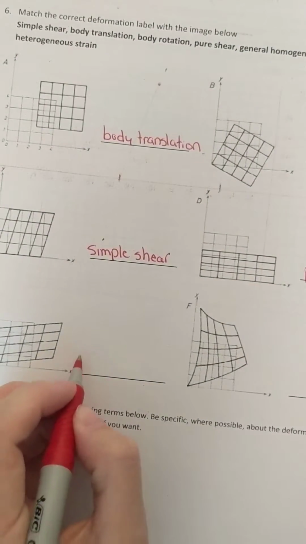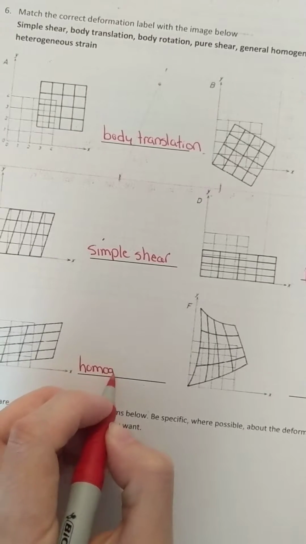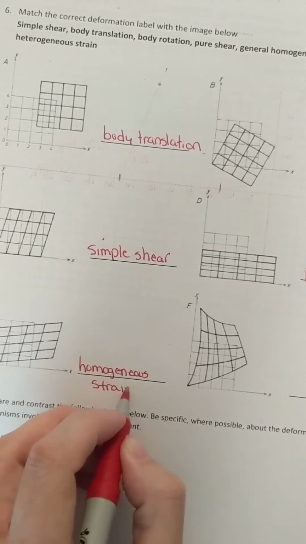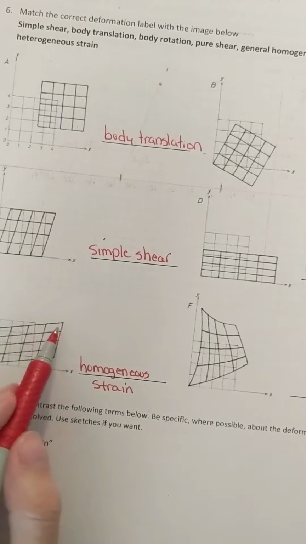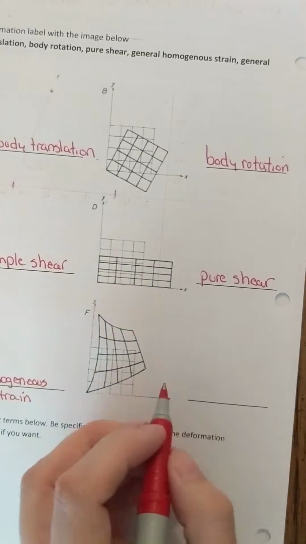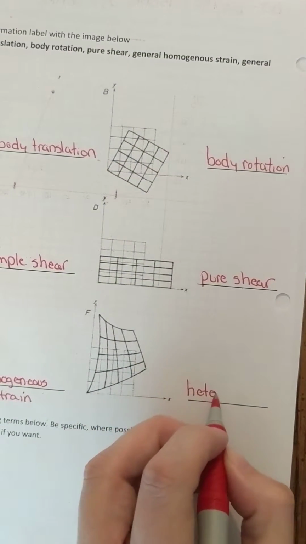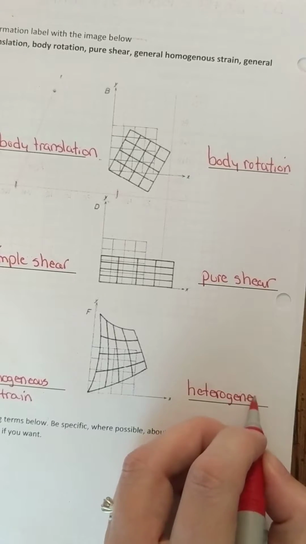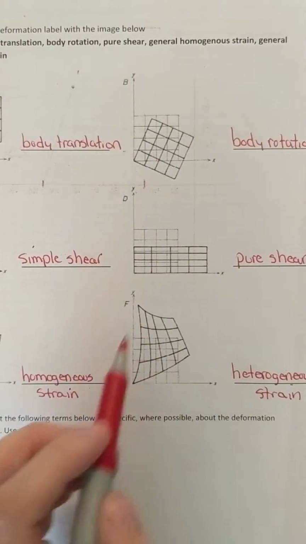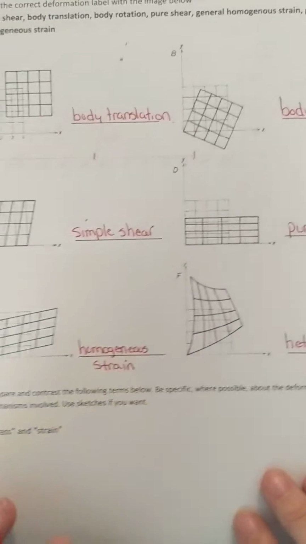This one is going to be our homogeneous strain. The body deforms similarly in all cases, whereas here we're going to have heterogeneous strain, where all parts of the body are behaving a little bit differently.